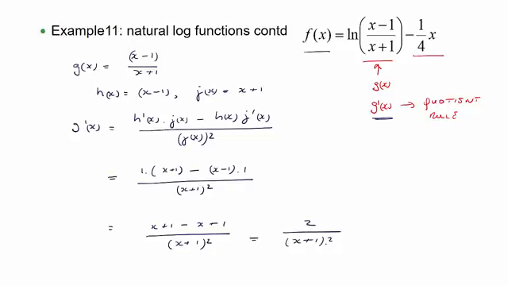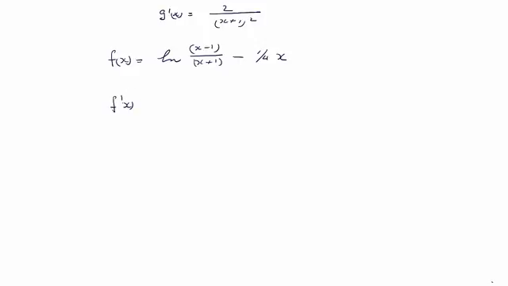So now we have g prime x. We can go back to our original function and work out f prime x. g prime x is equal to 2 on x plus 1 squared, just so we remember that. f of x is equal to the log of x minus 1 on x plus 1 minus 1/4 x. So f prime x will equal g prime x, which we found, over g of x, minus, well, the first derivative of 1/4 x is just 1/4, so we minus 1/4 there.